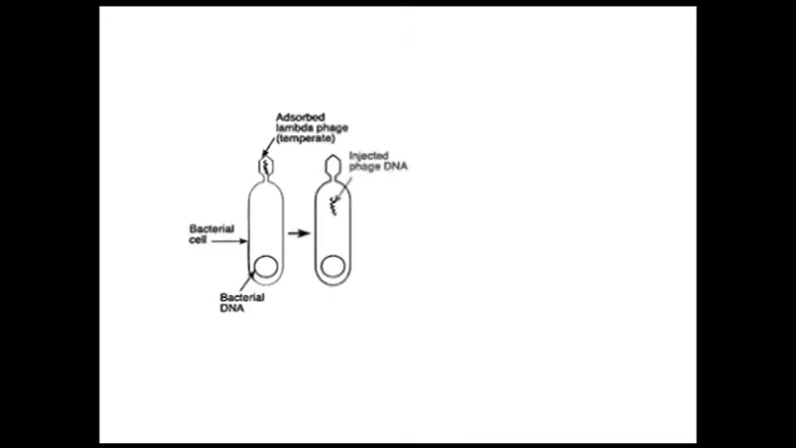Whereas in the lysogenic cycle, the viral DNA or RNA enters the cell and integrates into the host DNA as a new set of genes, which is called the prophage.